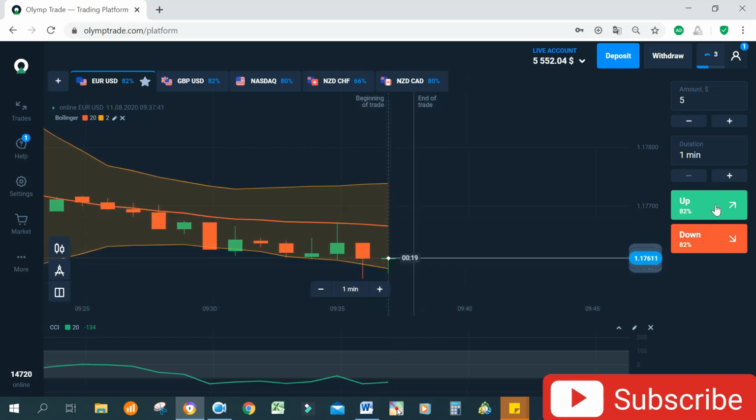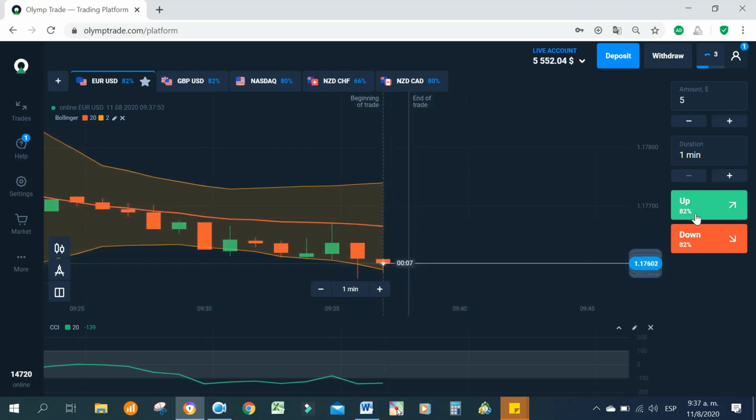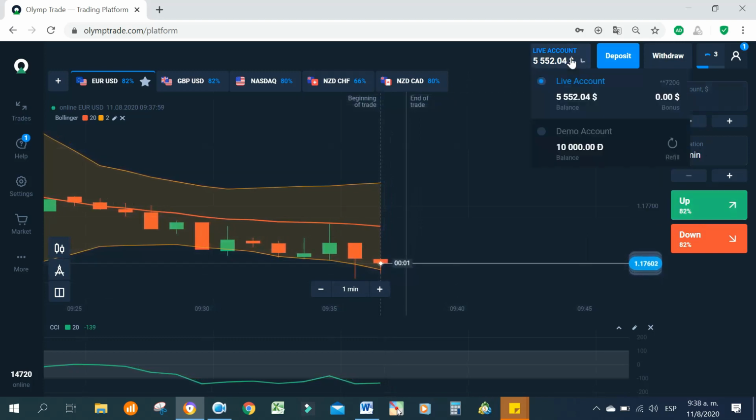Okay, let's wait. Let's wait until this candlestick ends. As you can see, it's missing 10 seconds. And let's make an entry of $5. This is my live account.